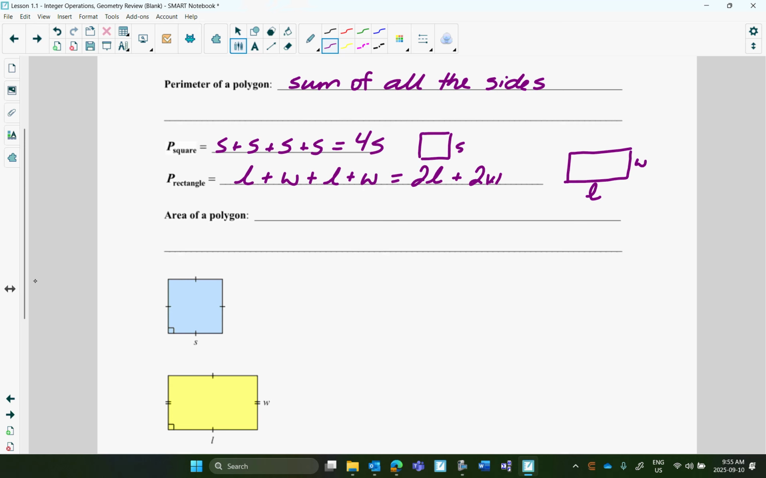Kendra? The area of the shape, kind of like the inside of it, basically. Exactly. The amount of space inside a polygon.